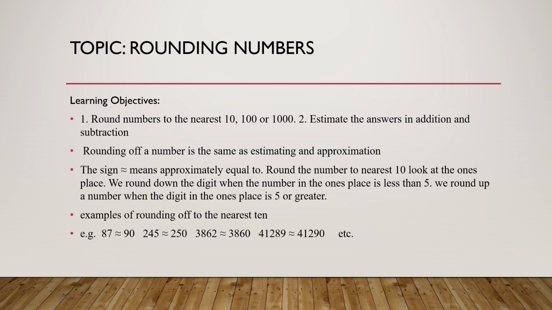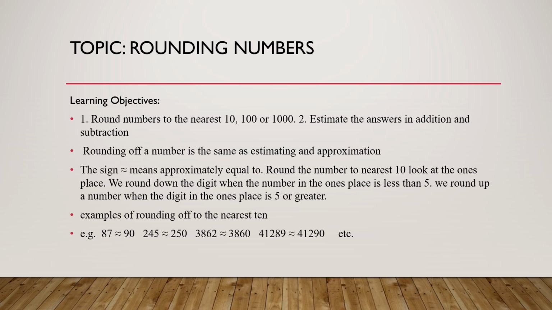Rounding numbers. Learning objectives are to round numbers to the nearest 10, 100 or 1000, and to estimate the answers in addition and subtraction. Rounding means making a number simpler but keeping its value close to what it was. For example, 73 rounded to the nearest 10 is 70 because 73 is closer to 70 than to 80.